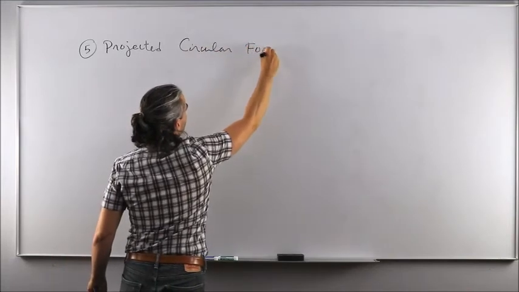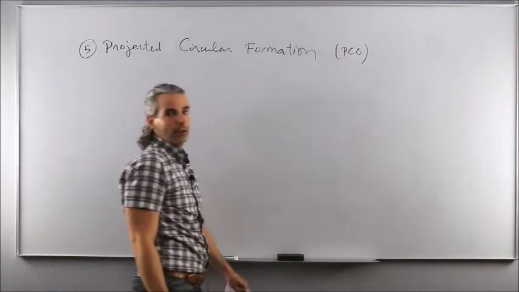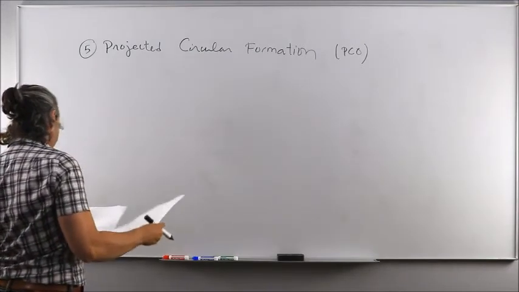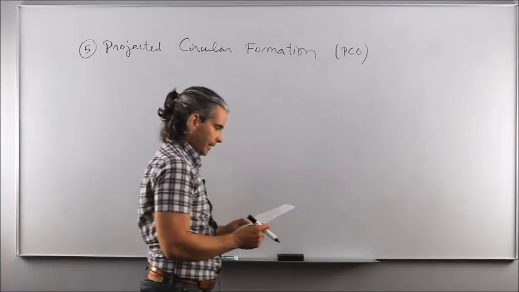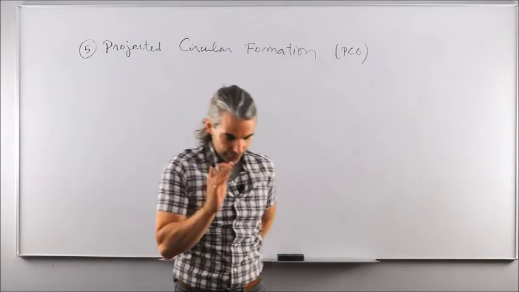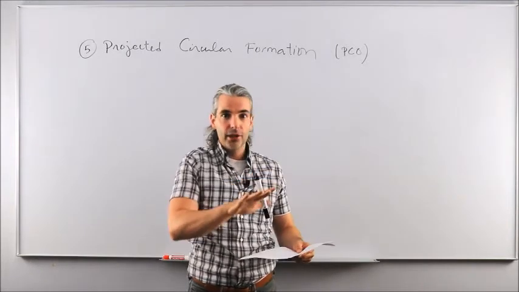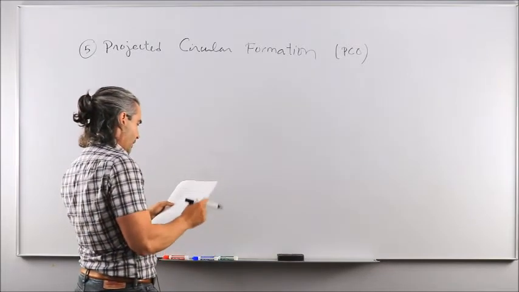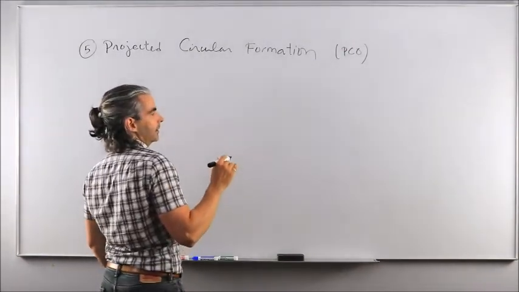Circular formation, widely referred to as PCO formation. So the difference here is that the motion, if you go back to the circular formation, the circle was seen in a plane inclined at plus minus 30 degrees, okay? But here the plane would actually, or the circle would appear in the YZ plane.